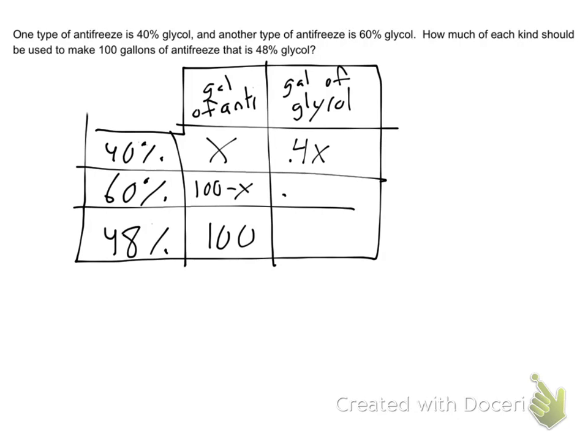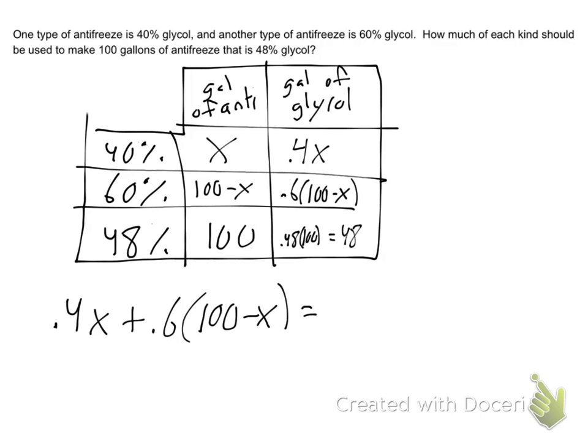Okay. Next one, guys. 0.6 times 100 minus X. And the last one is 0.48 times 100, which equals 48. We could do that without a calculator. That's nice. Anytime I can clean things up, we'll do that. So what's true about all of this then? Give me the equation, guys. 0.4x plus 0.6 times 100 minus x equals 48. Yes, just distribute the 0.6.